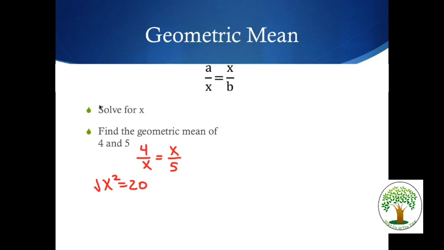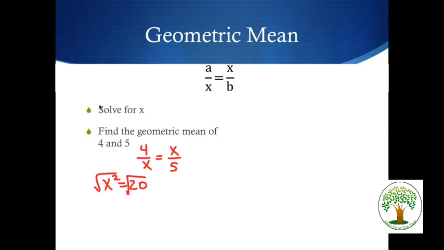Then I take the square root of both sides. X equals the square root of 20. The calculator gives a different answer because that is the approximate square root, and I want the exact one. Is there a way to do that? Only one.